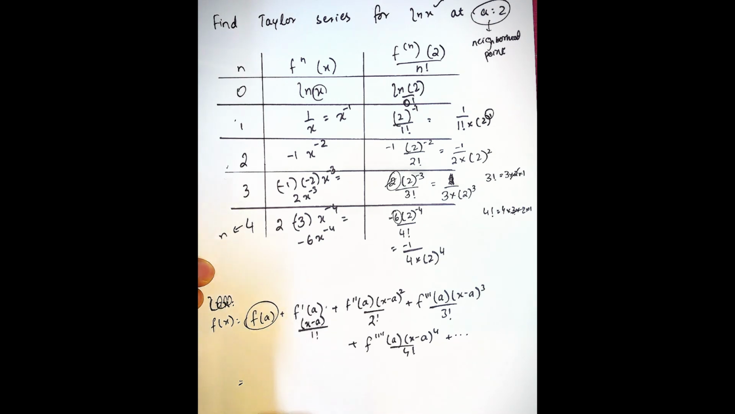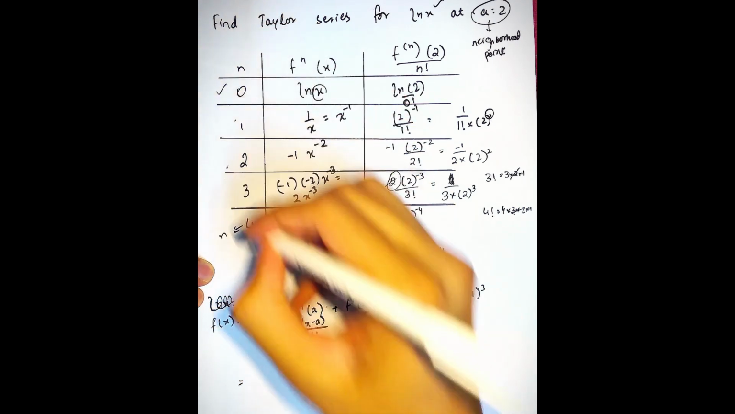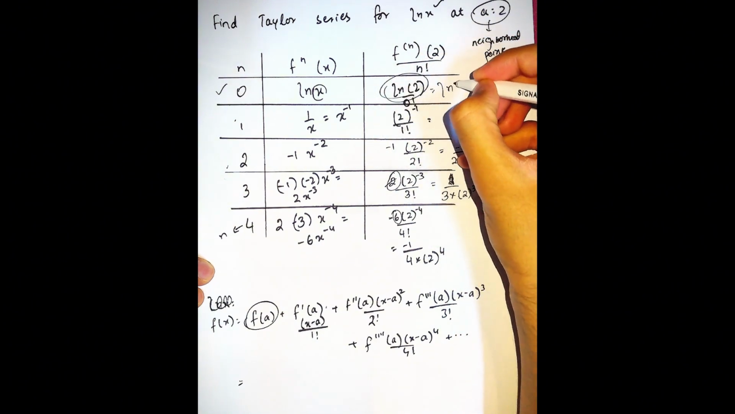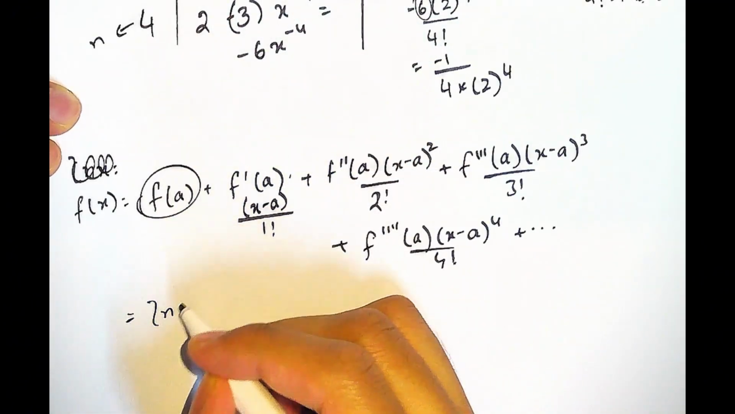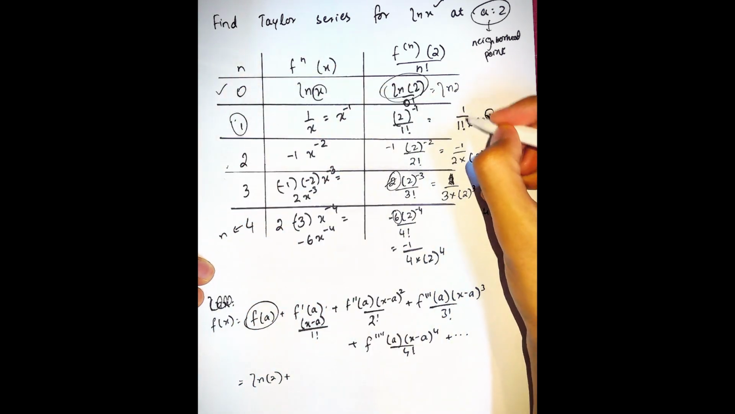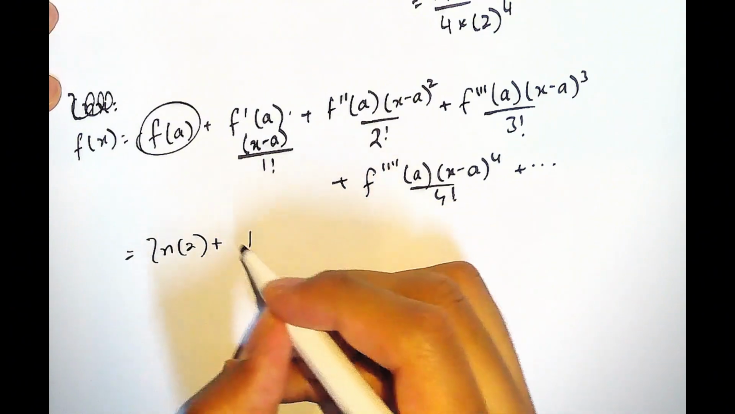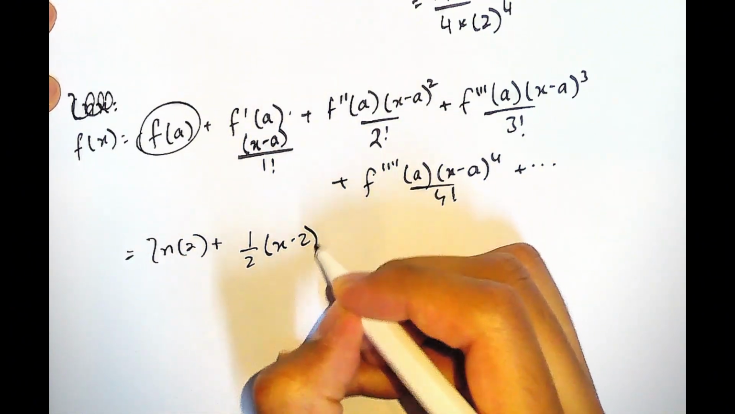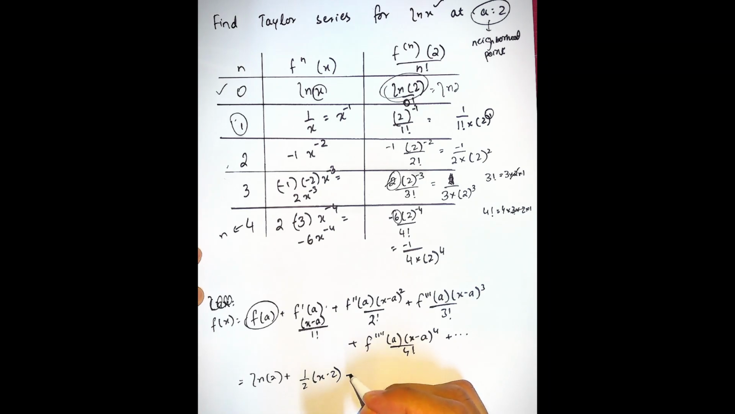So the very first value, the value at the zeroth derivative right over here, is natural log of 2. So you have natural log of 2 plus the value of the first derivative, which is 1 divided by 1 multiplied by 2. So we can rewrite this thing as divided by 2, and then x minus a. What is a? It is 2. So x minus 2. Then for the second term, we have negative.